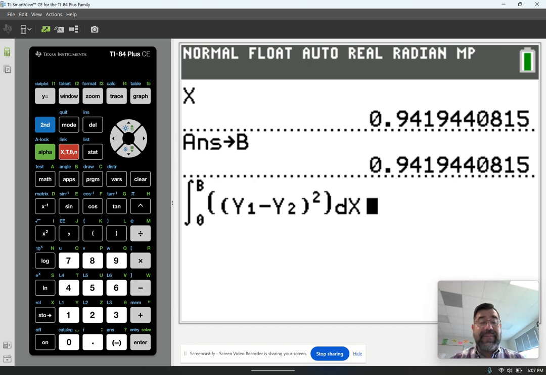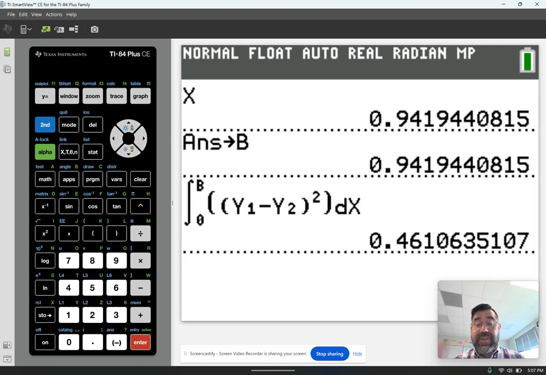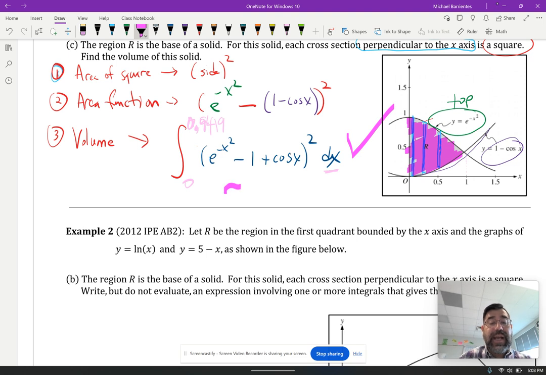So I believe this is it. Press enter. And our answer is 0.461. So this is about, let's use our approximation, 0.461. And that's it. We found the volume of that three-dimensional shape.